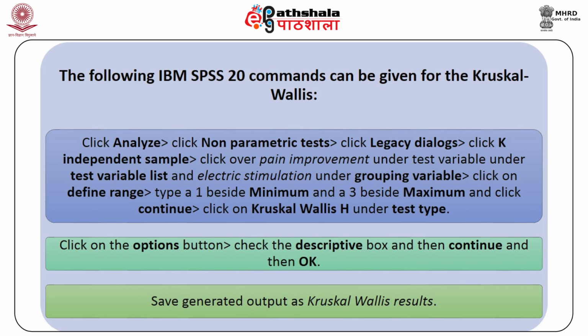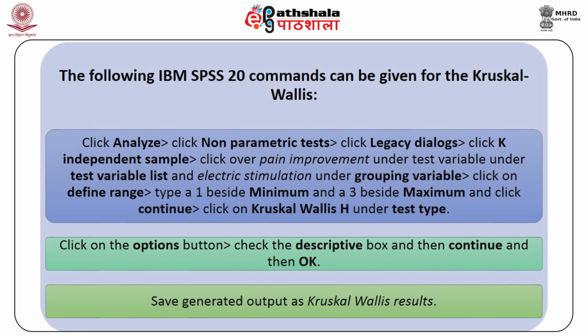Click Analyze, go to Non-Parametric Tests, click Legacy Dialogs, then click Independent Samples. Click over Pain Improvement under Test Variable List, and Electric Stimulation under Grouping Variable. Go to Define Range, type a 1 beside minimum and a 3 beside maximum, and click Continue.